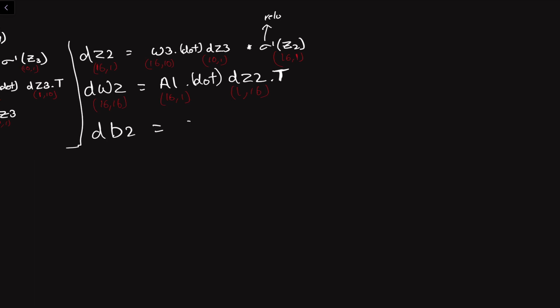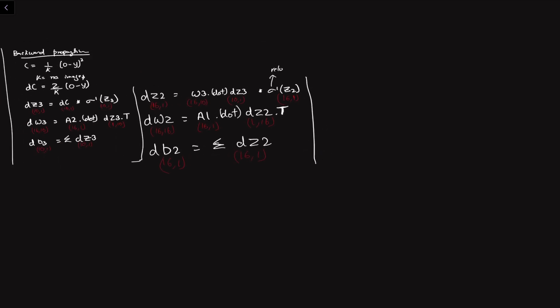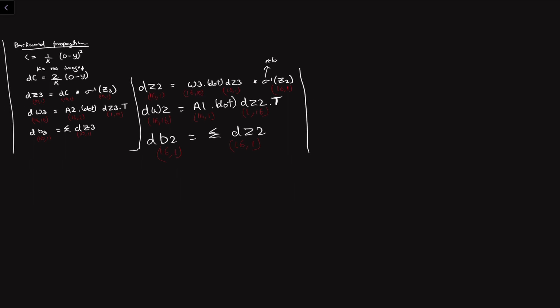DB2 is nothing but the sum of DZ2, and this will have the 16,1, and this will also have 16,1. All right, before I move on to write the actual equation for the backward pass, I'm gonna explain what the ReLU is.